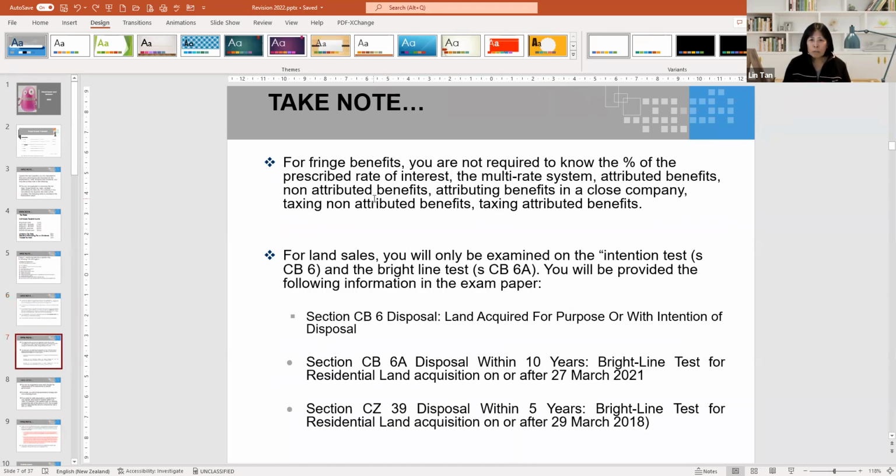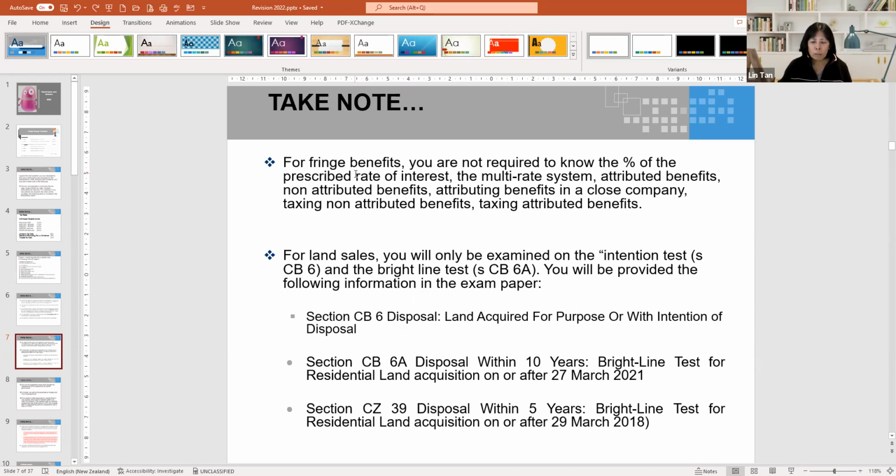For fringe benefits, we did cover fringe benefits, but we were not so involved in the calculation. We were more involved with knowing whether the benefits are subject to FBT or not, right? Or does it come under the dividends regime? The fringe benefit tax topic is quite a big topic, right? And when I did this topic, I did mention to you all that we don't cover all the benefits which are regarded as attributed or non-attributed benefits. So obviously those will not be examined.